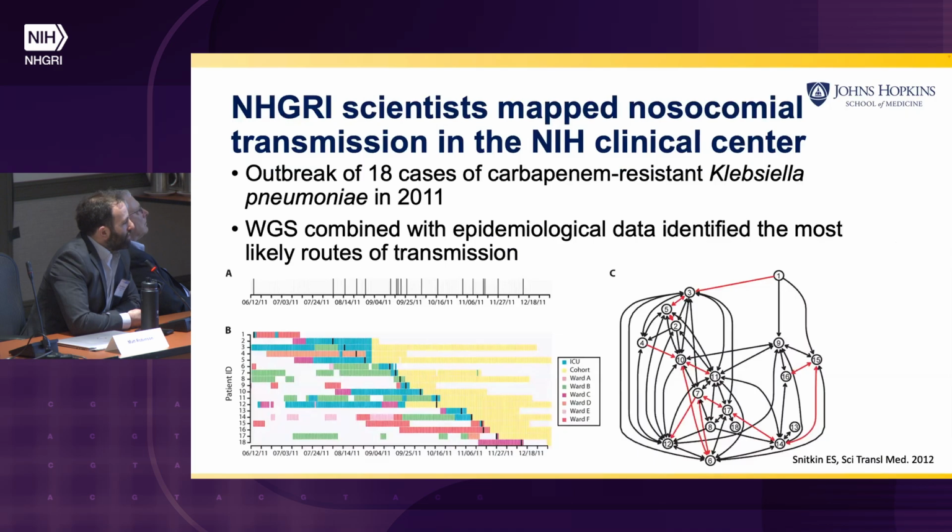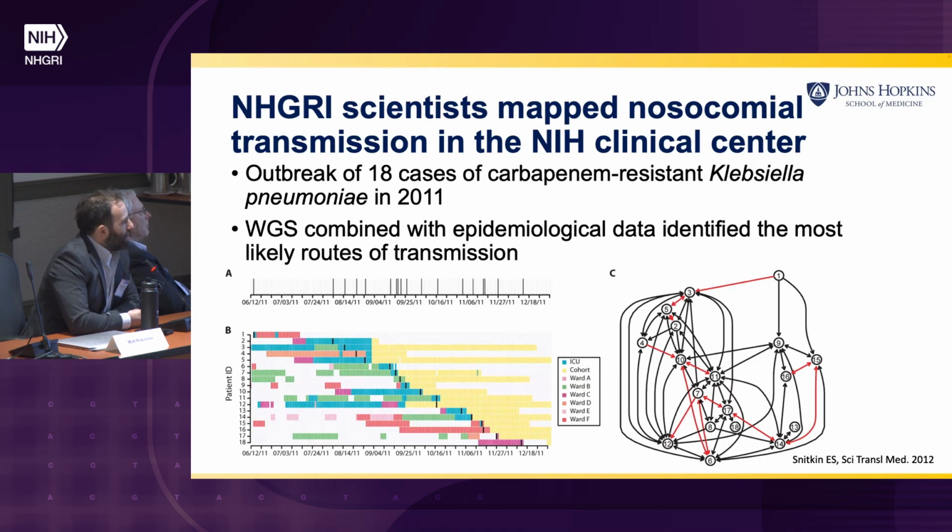Now, I'm going to shift gears a little bit and talk about whole genome sequencing for infection prevention and control. This work done by NHGRI scientists was particularly fascinating when it was first performed. In 2011, there were 18 cases of carbapenem-resistant Klebsiella pneumoniae in the clinical center. At that time, this was a very unusual pattern to identify. So they performed whole genome sequencing, combined it with epidemiologic data to identify in great detail the likely route of transmission through the clinical center.